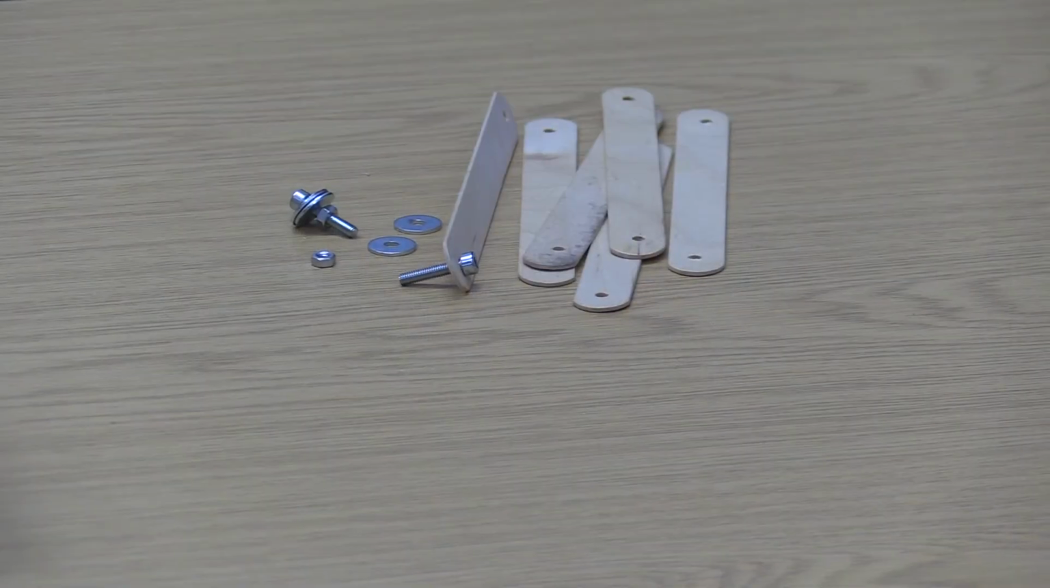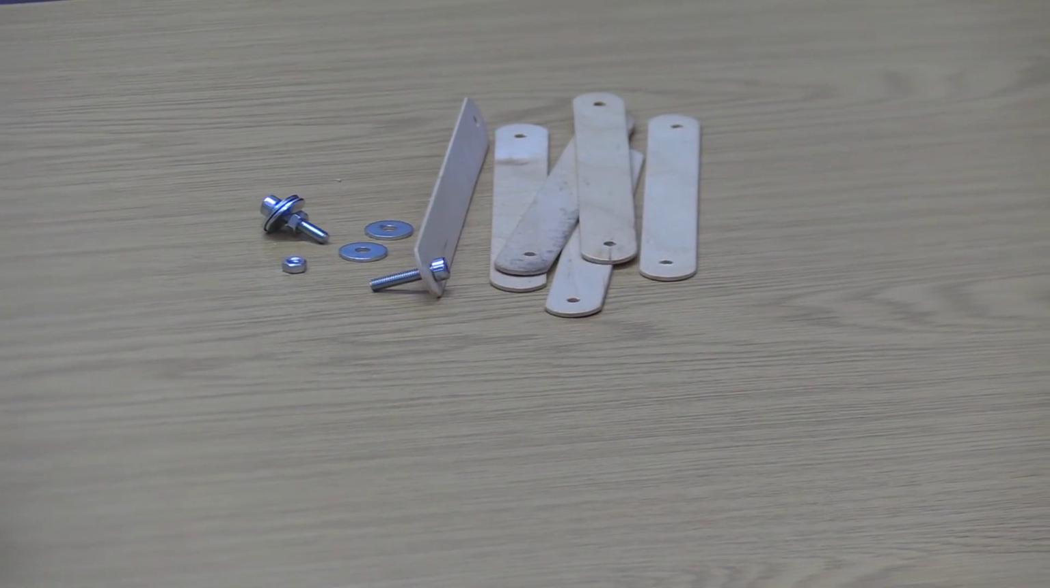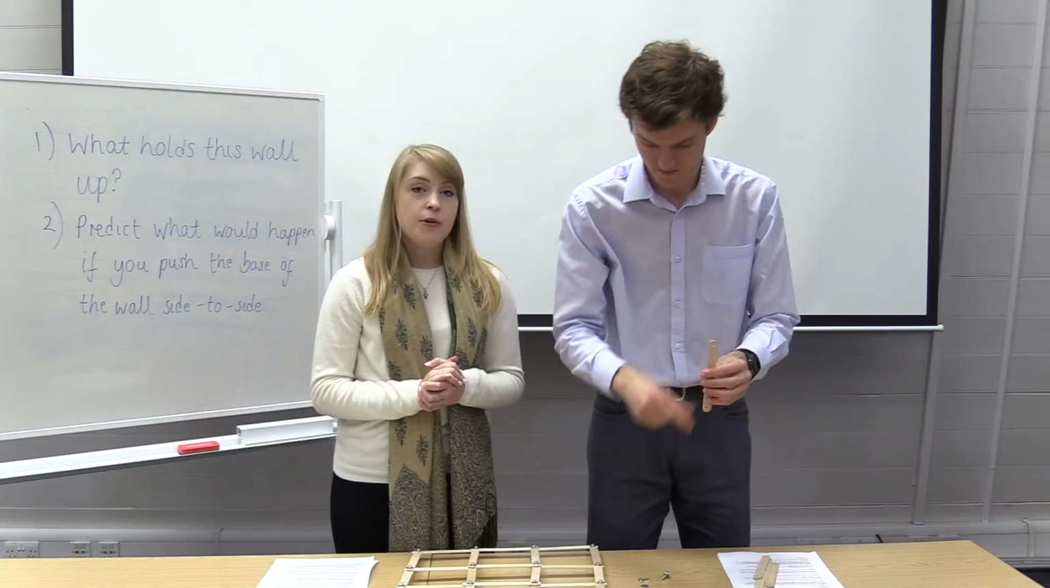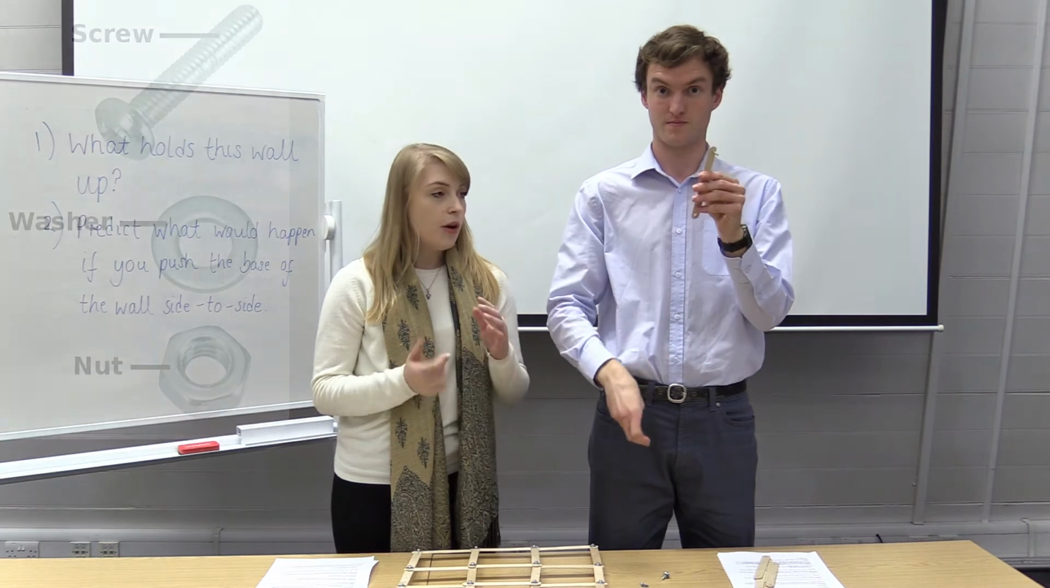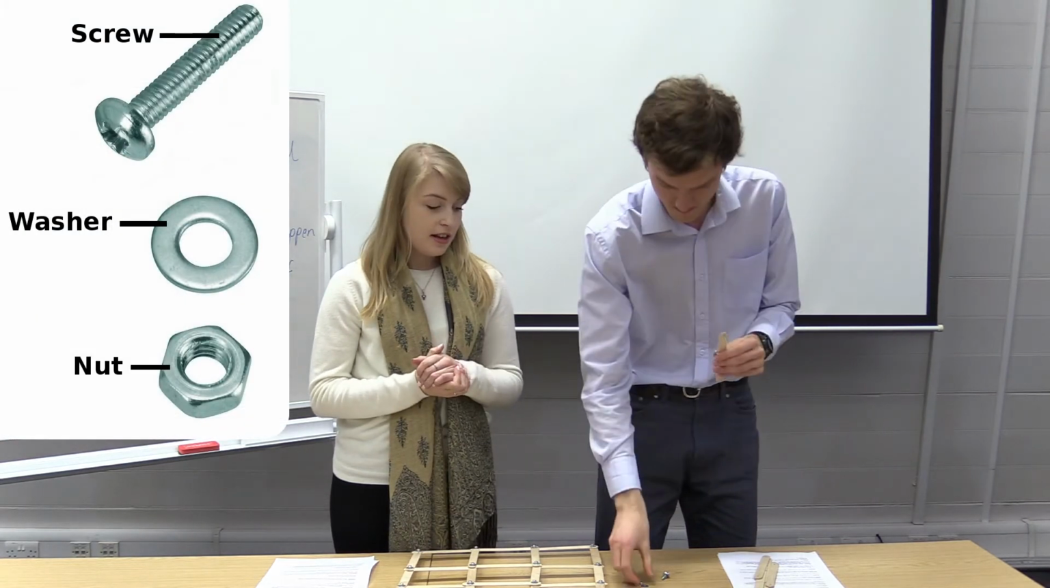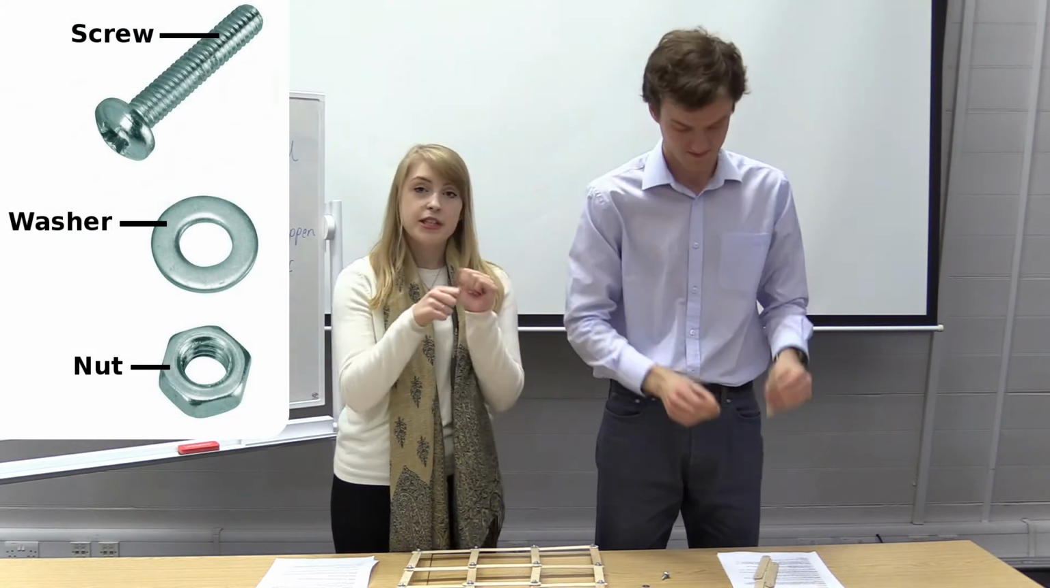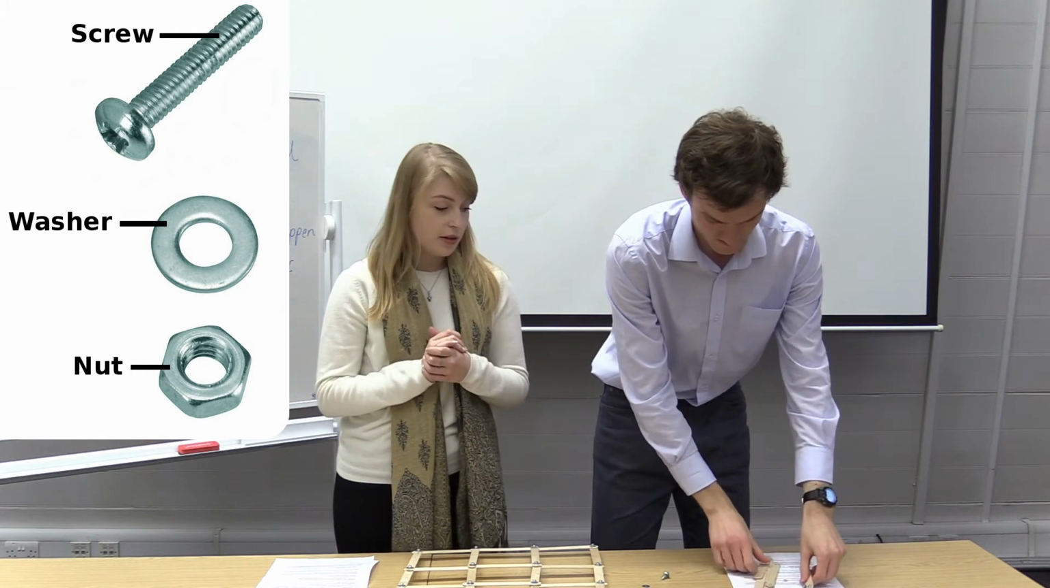So we've got craft sticks, which have a hole drilled in either end, and you can put a screw through all of these holes, and you've got a washer and a nut, which you'll be able to attach different craft sticks to each other with.